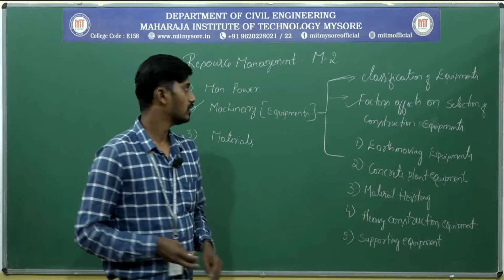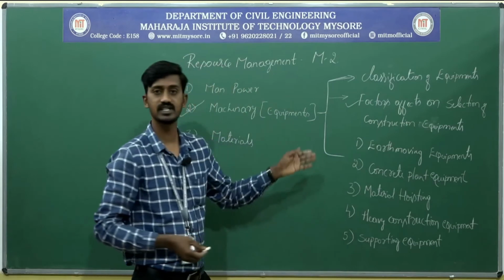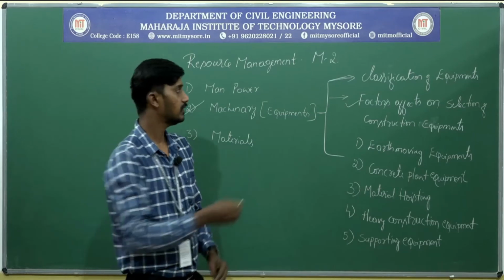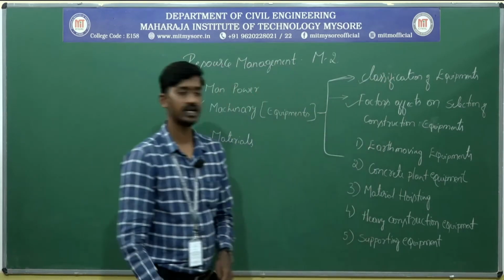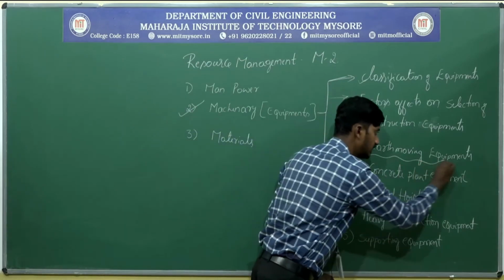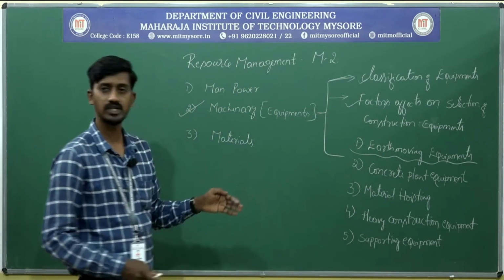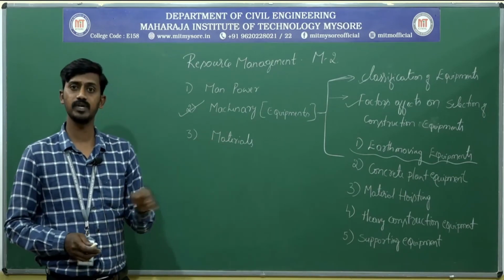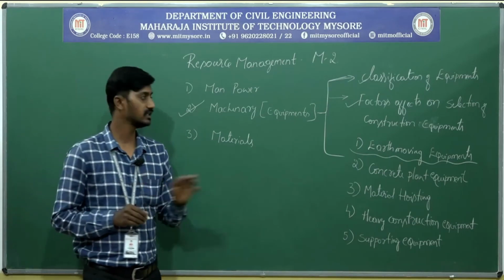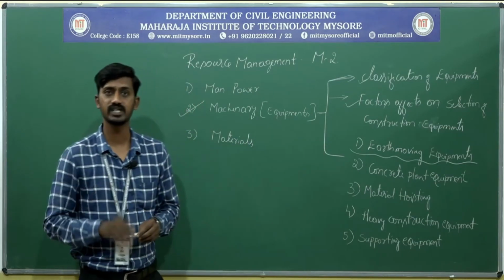Okay. So now, under factors affecting selection of construction equipment, you have learned some 4 or 5 points. Now, under classification of equipments, there are 5 points. In this, we are concentrating on earth moving equipments, because in this syllabus, based on earth moving equipments only we have certain problems to solve in this module. Regarding that, we are going to concentrate on the important earth moving equipment we should consider.